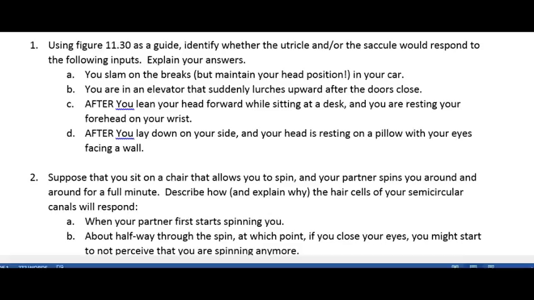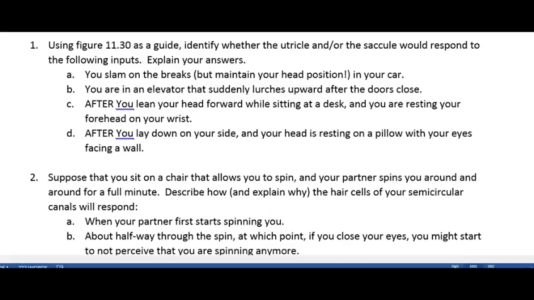If, however, you're laying down on your side, you're now resting on a pillow with your eyes facing the wall. So in this circumstance, gravity's going to be acting and basically pulling all of your otoconia laterally. So if we look at what can detect lateral motion, your utricle, which is oriented horizontally, should do really well at detecting lateral motion, right? Because it's going to be able to detect what normally would be left-right motion. If you lay down on the side, then that's left-right motion. That's the acceleration pulling your otoconia downward this way.